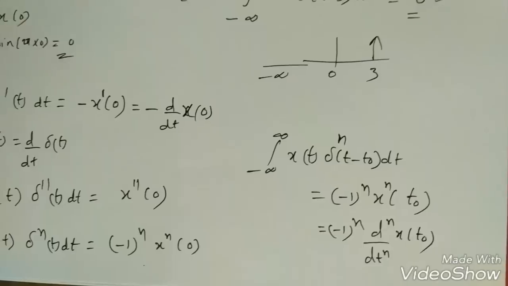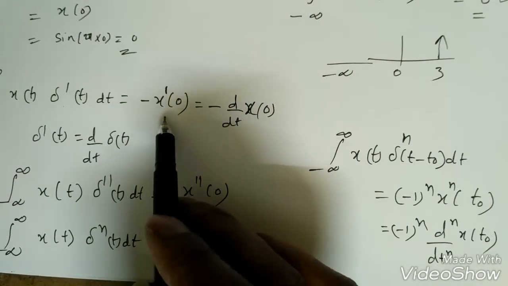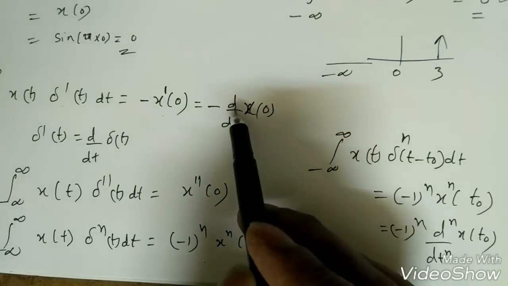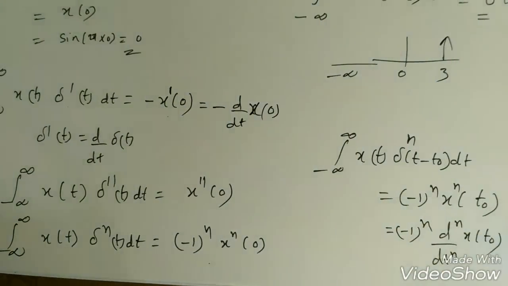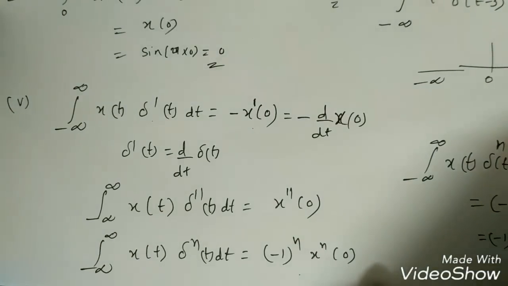So this is the differentiation property. If I differentiate one time, we have to differentiate the signal at 0 with a minus sign. So d by dt of x of 0, right?